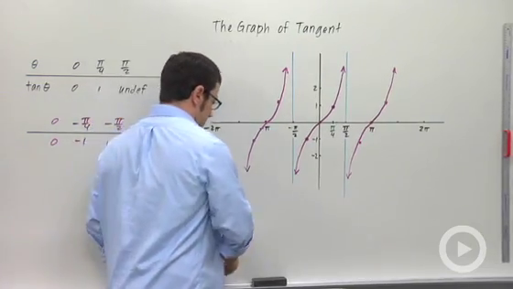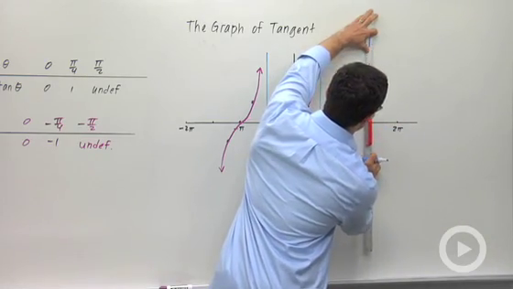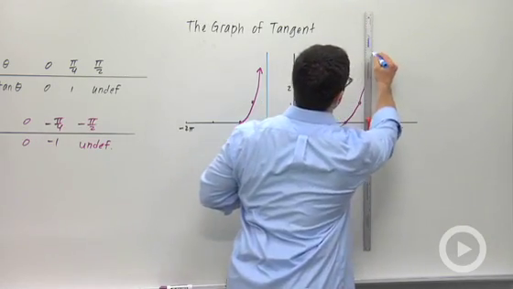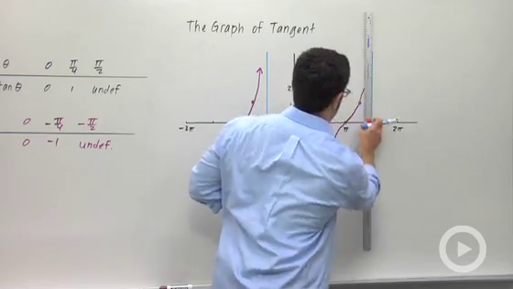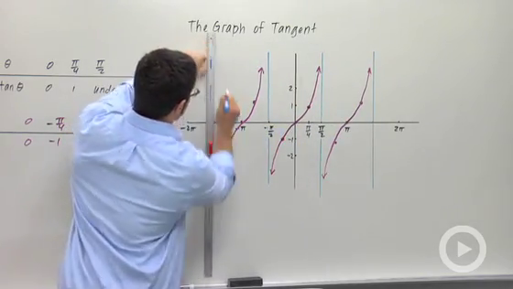And then you can put your asymptotes on. There're going to be asymptotes every pi units. This asymptote is at 3 pi over 2. This one's at negative 3 pi over 2.